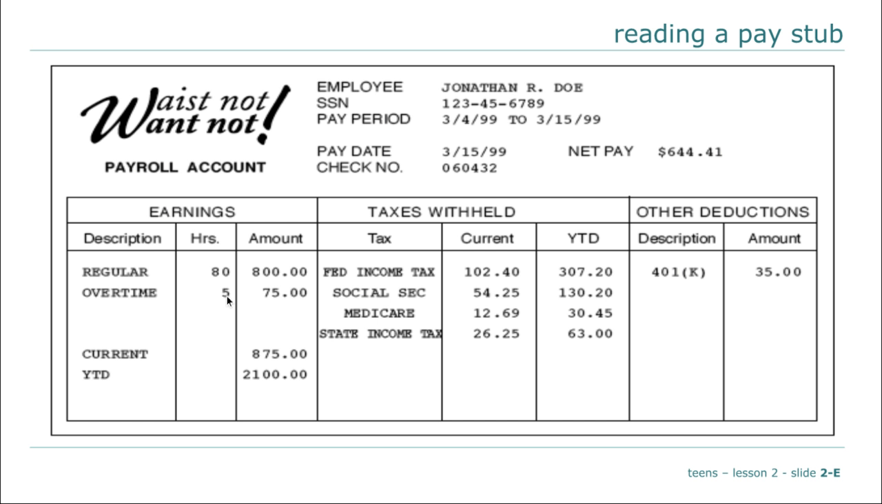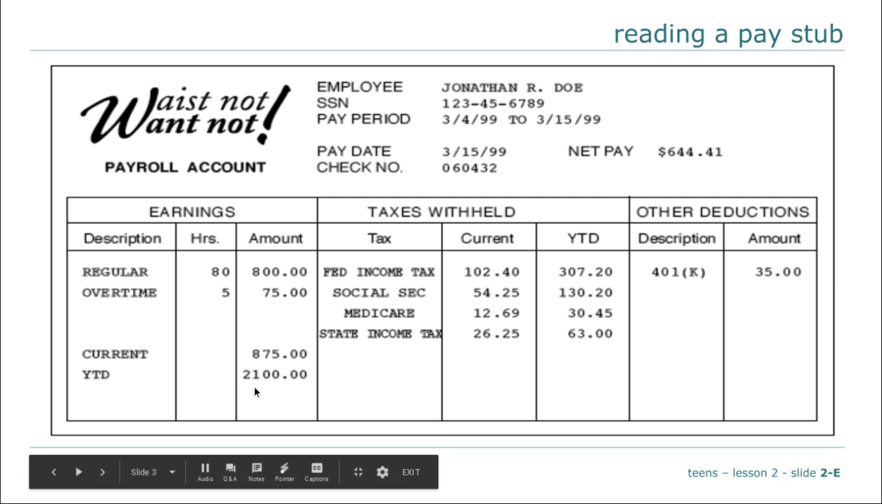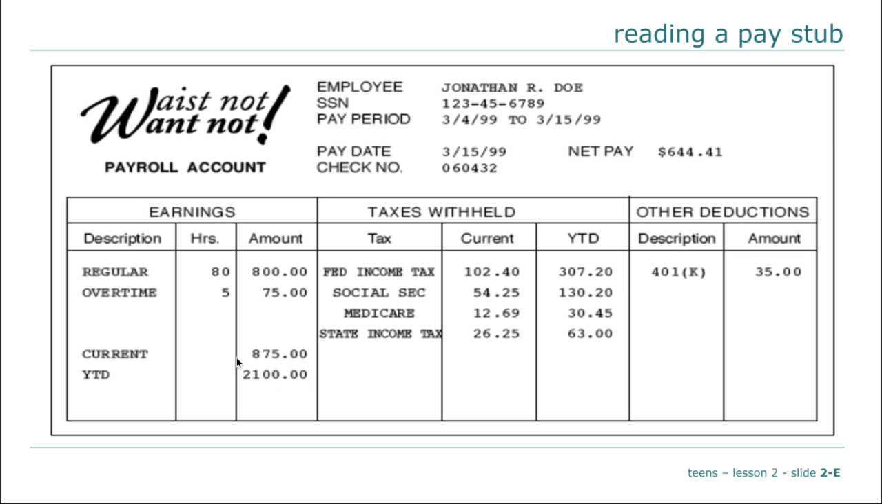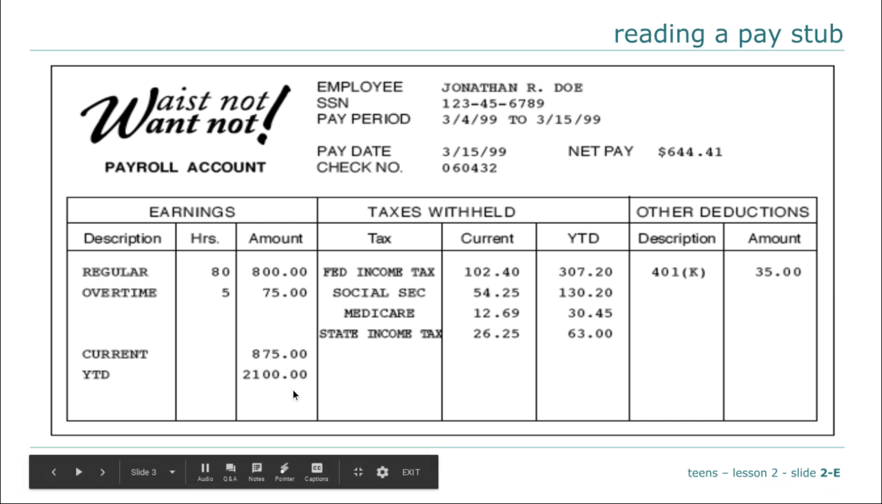Your overtime pay, you worked 5 hours. Overtime is time and a half, so $15. That gives you $75. If you add these two together, your current pay, your gross pay, is $875. Year to date, this is how much you've earned from the beginning of your employment this year. So if you were employed January 1st, this goes all the way back to January 1st. If you've only been employed for a month, this goes back to the beginning of your employment a month ago. So, everything that you've earned so far this year.